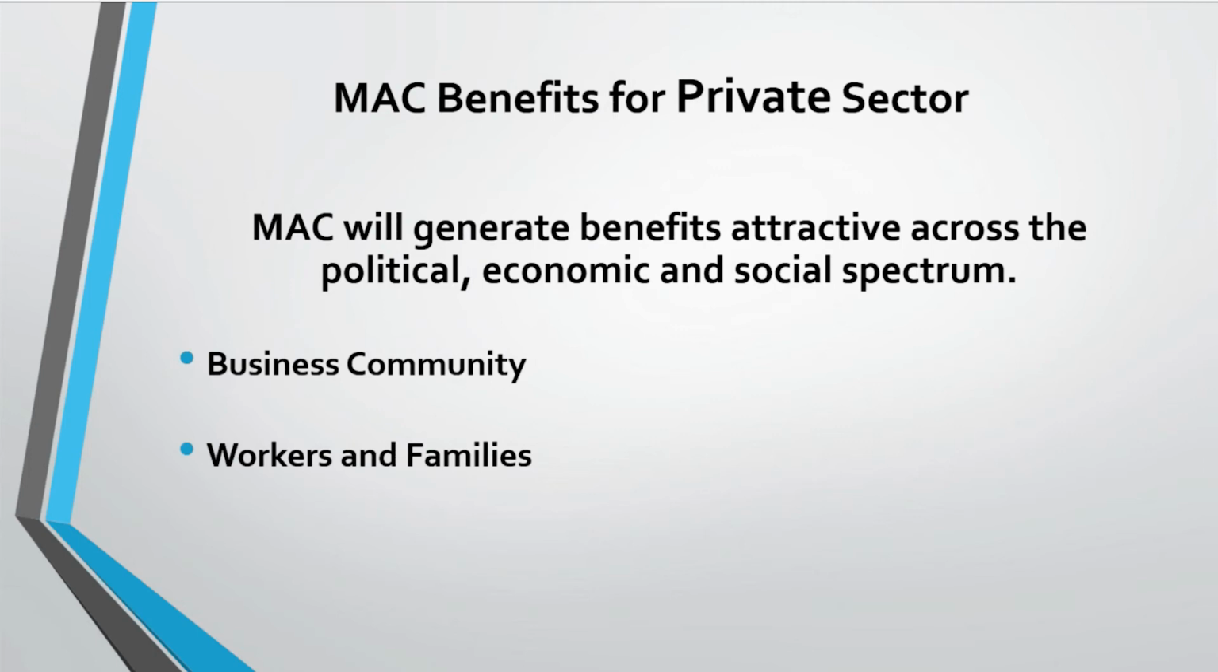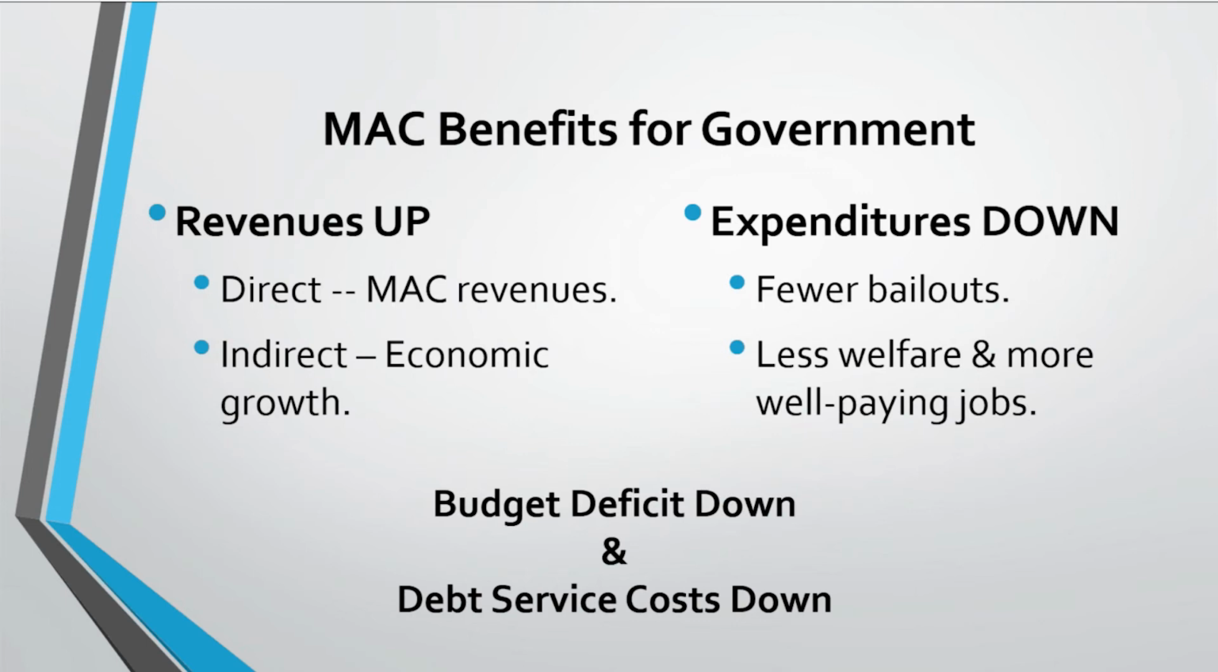For the government, they should love it. On the left-hand side, revenues: direct revenues, the MAC could generate billions, potentially hundreds of billions of dollars per year of additional revenues paid by foreigners. Indirectly, the tax base would go up, which would generate more revenues. At the same time, expenditures with the MAC in place, with balanced trade in place, would go down.